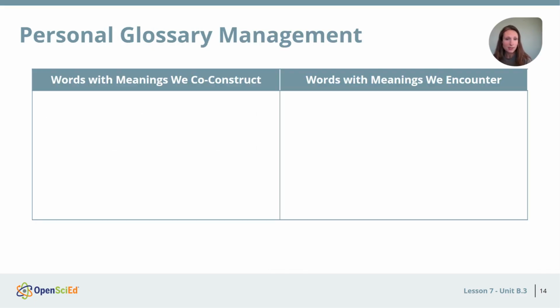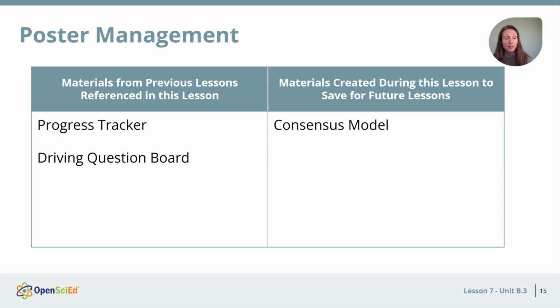Because we're putting the pieces together, we will not be co-constructing or encountering any new words in this lesson. Finally, for poster management, students will need their progress trackers at the beginning of the lesson, and you will want the driving question board from Lesson 1 accessible for the end of the lesson when we revisit it to see what questions we still need to answer. The class consensus model from this lesson is used again in Lesson 10, so you will want to keep it for later use.